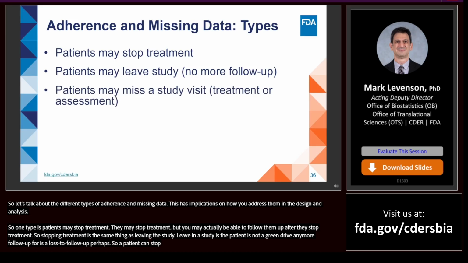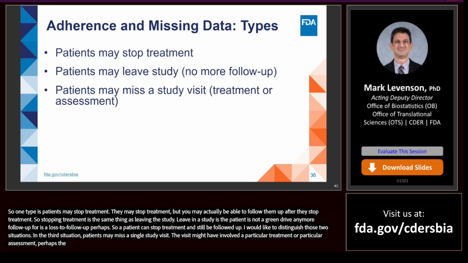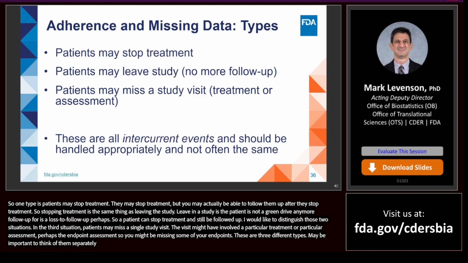And a third situation is, patients may miss a single study visit. That visit might have involved a particular treatment or a particular assessment, perhaps the endpoint assessment. So you may be missing some of your endpoints. So these are three different types, and it may be important to think of them separately and how you might deal with them. But they're all called intercurrent events, and they should be handled appropriately and not often the same way.